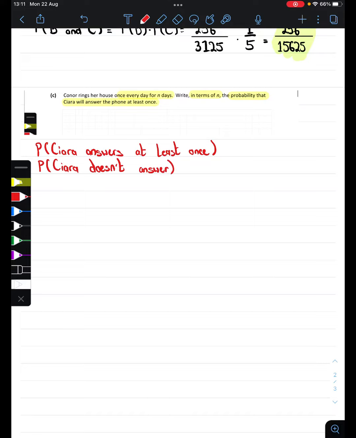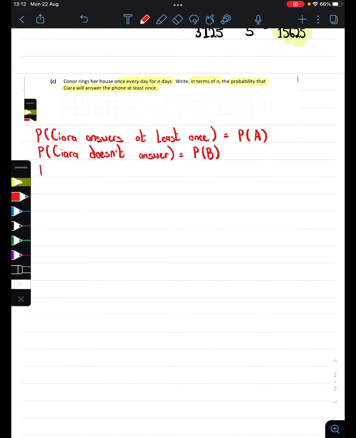So either Kira doesn't answer at all, or she answers at least once. One of those two things has to happen, and they're opposites of each other. So that means that their sum, let's call this P(A) and let's call this P(B), just for use. Then we know that the probability of A happening plus the probability of B happening is 1, because they can't both happen at the same time, and one of them has to happen. So it's like binary: either A happens or B happens.